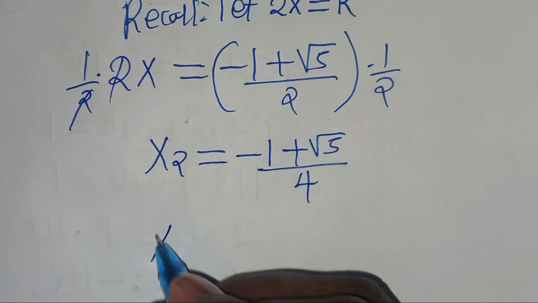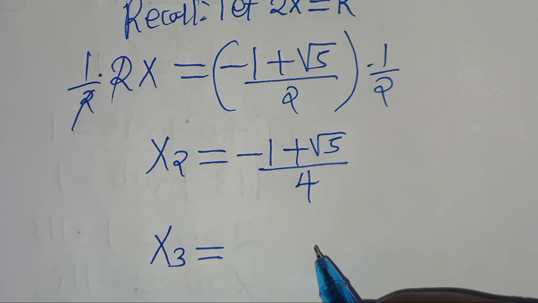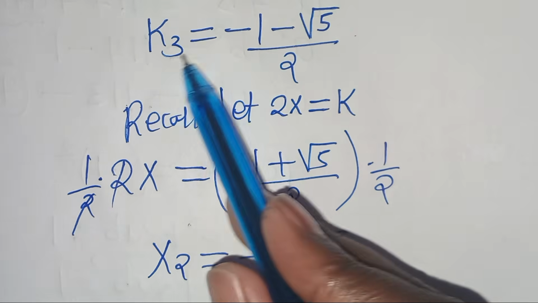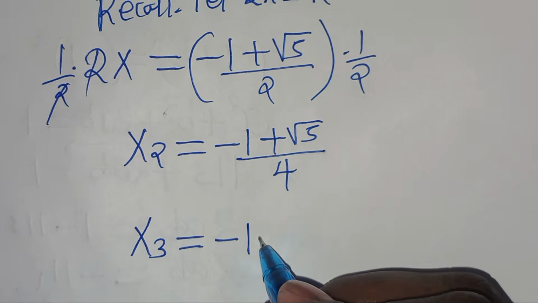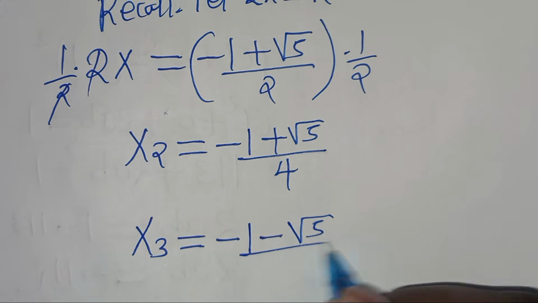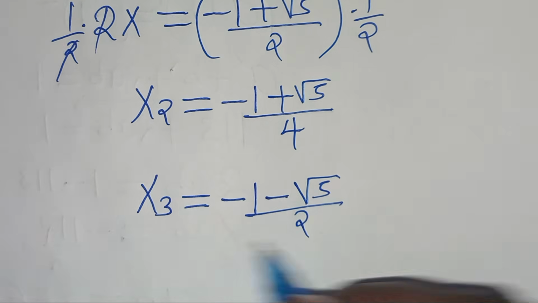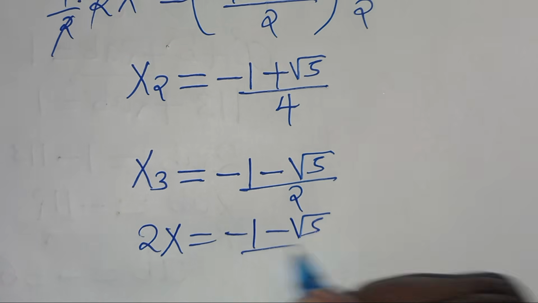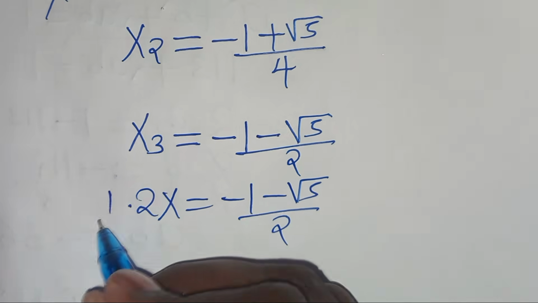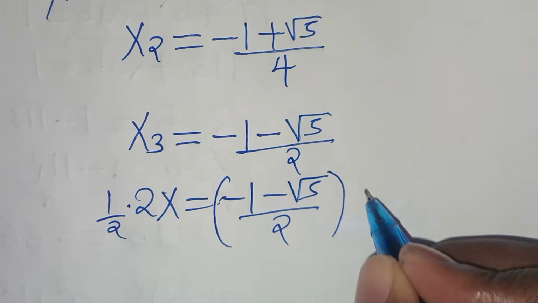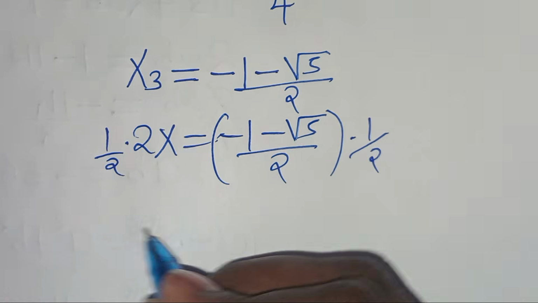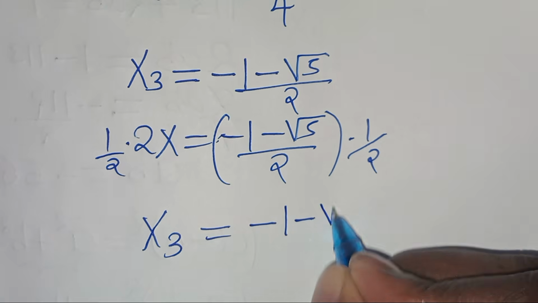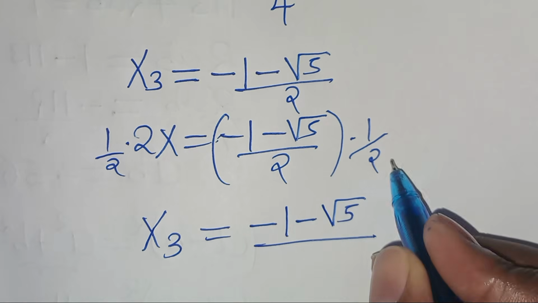Then we have x3 will be equal to, let's equate with k3, which is minus 1 minus square root of 5 over 2. And remember, this is 2x, equal to minus 1 minus square root of 5 over 2. Multiplying both sides by a half, this means that x3 will be equal to minus 1 minus square root of 5 over 2 times 2, which is 4.